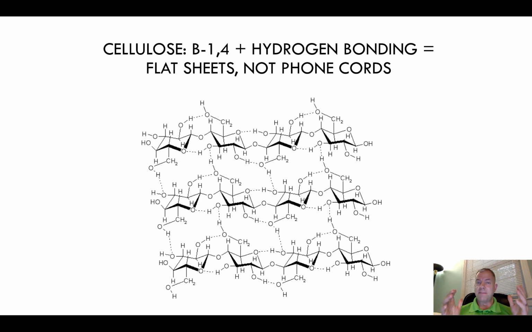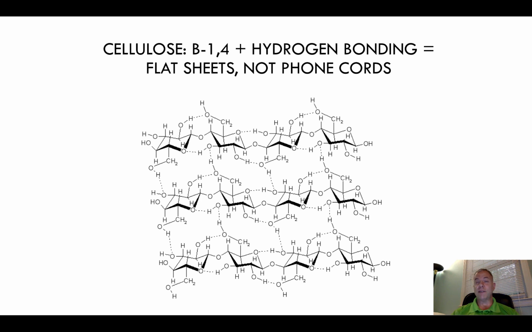So that beta, as we've tried to emphasize in class, signifies that it's going to be difficult to digest. One of the other outcomes of having a beta-1,4 bonding rather than an alpha-1,4 bonding is that, rather than having phone cords, this sort of spiral type of characteristic, cellulose makes flat sheets. And so it's different in terms of its structure. Once you bond a bunch of these beta-1,4s to one another, they tend to make these flat sheets.